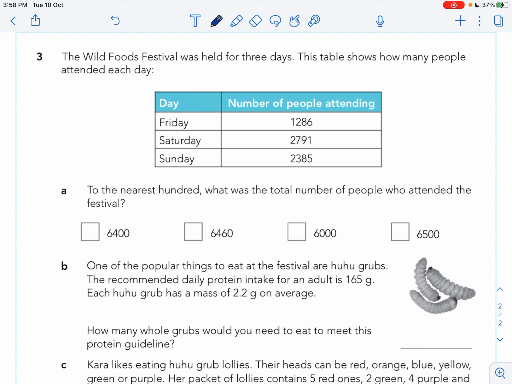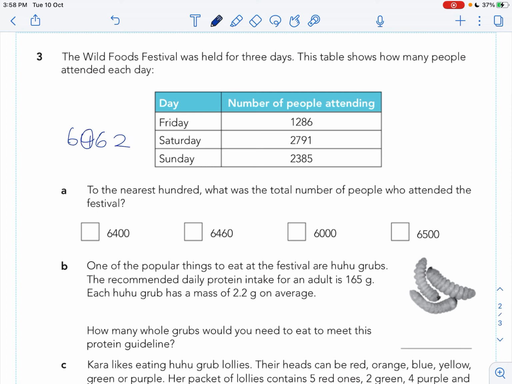The Wild Foods Festival was held for 3 days. This shows how many people attended each day. To the nearest 100, what was the total number of people attended? So if you add them all up, because that gives you the total, that's 6,462. So we want it to the nearest 100.